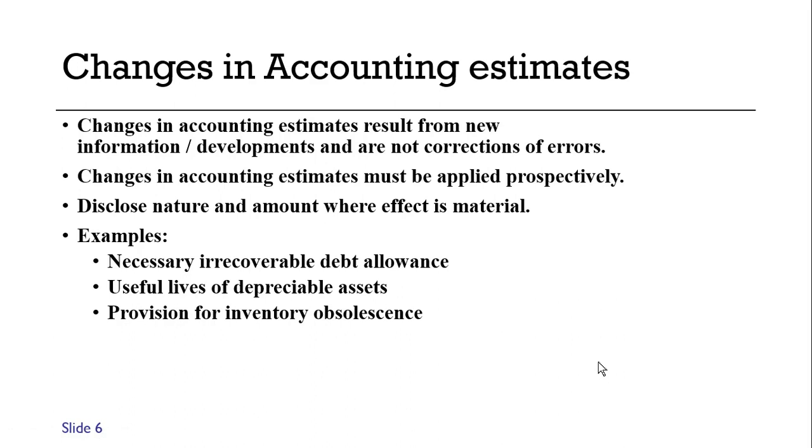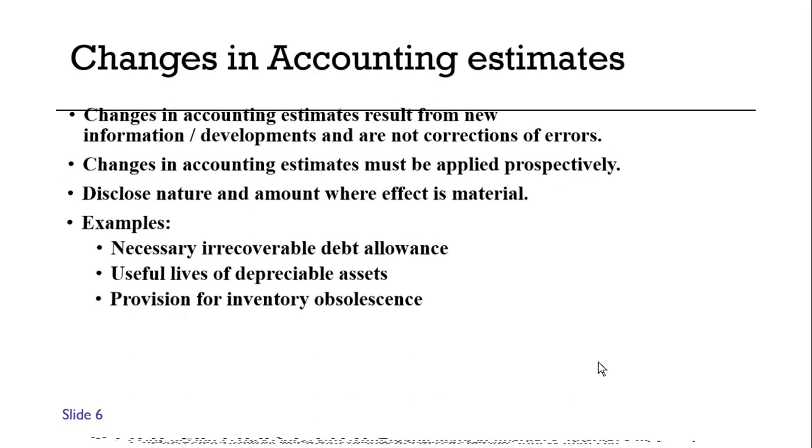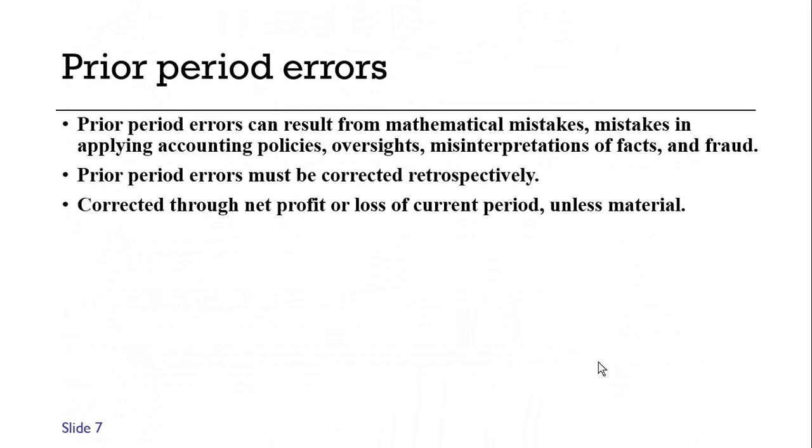Whenever there's a change in accounting estimate, disclosure is necessary of the nature and amount, where of course the effect is material. Examples of accounting estimates include, not necessarily limited to, irrecoverable debt allowance, estimating the useful life of a depreciable asset, provision for inventory obsolescence, and so on and so forth.